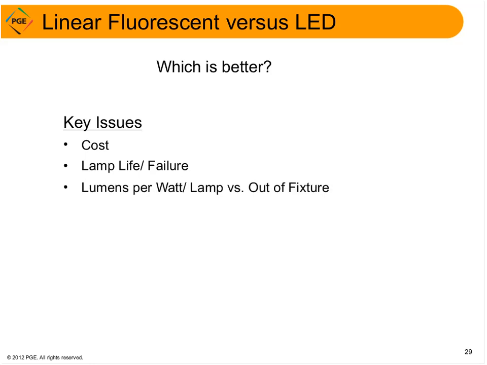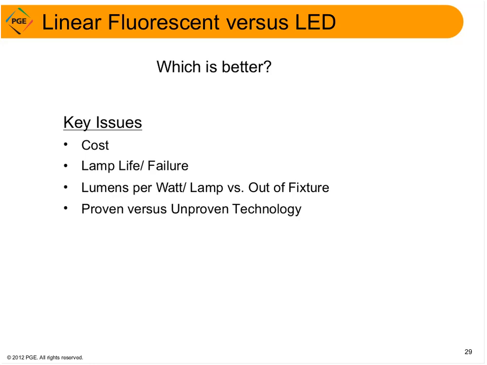Remember before we talked about lumens per watt and efficacy, both for the lamp and out of the fixture. While a fluorescent T8 may have 100 lumens per watt, it's only going to get about 80 to 85 lumens out of the fixture. When you get an LED fixture and it's rated at 100 lumens per watt, that's the lumens coming out of the fixture.